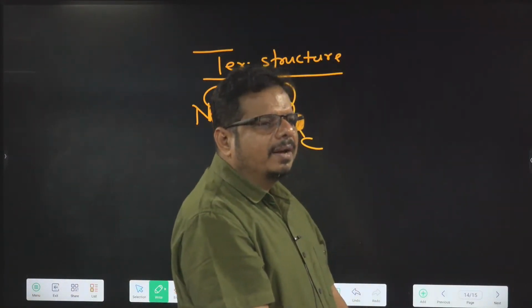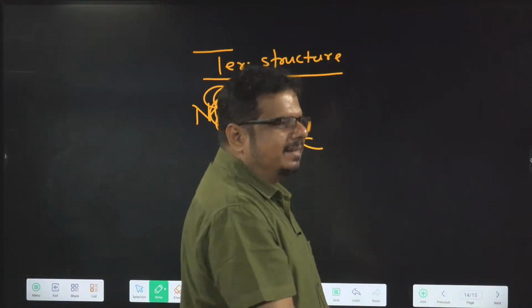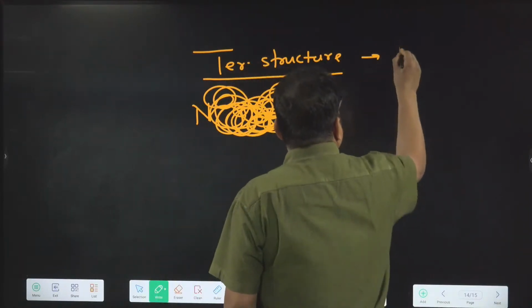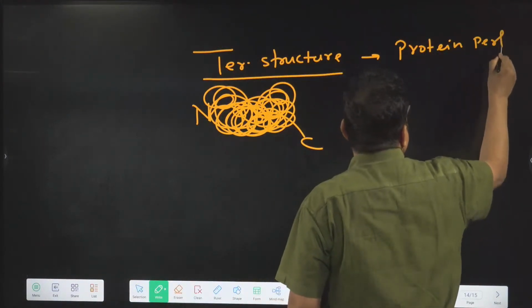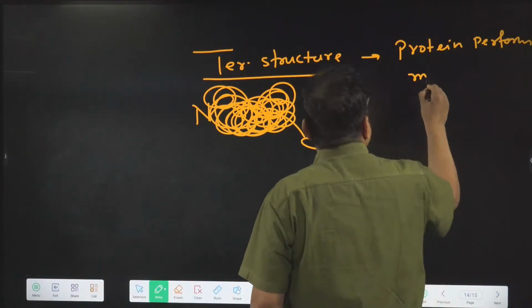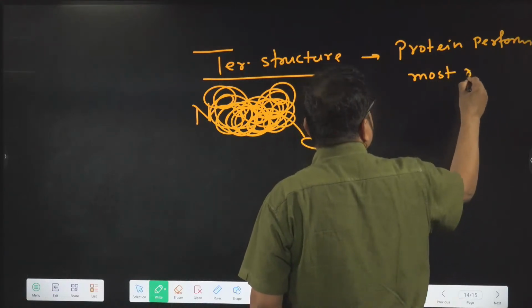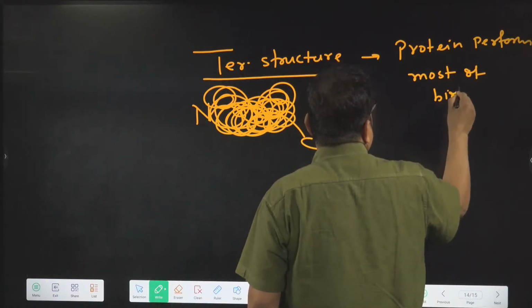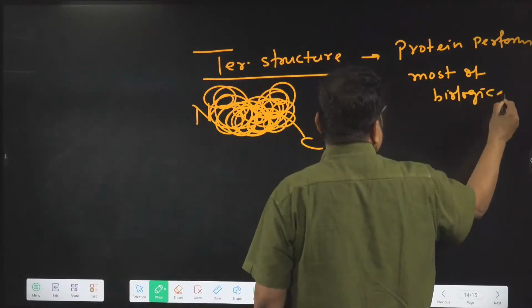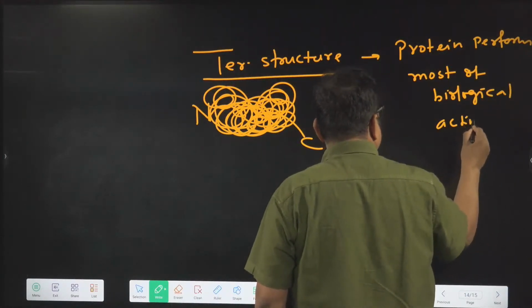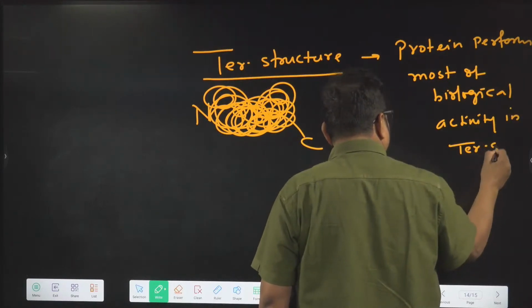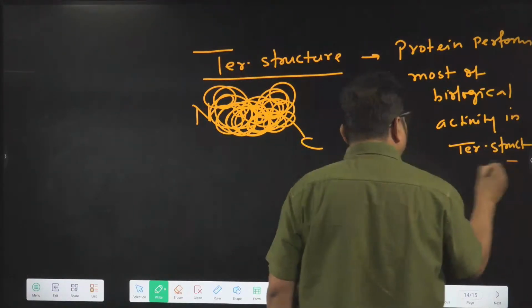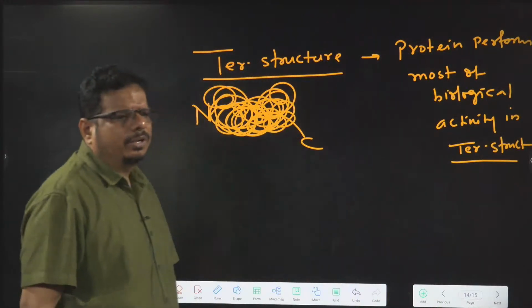Most of the enzymes are in which structure? Tertiary structure. NCERT wrote that proteins perform most of their biological activity in the tertiary structure. It means the tertiary structure is required to perform the biological activity of the protein.